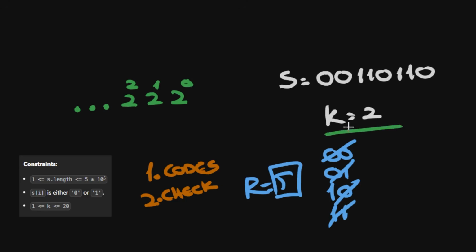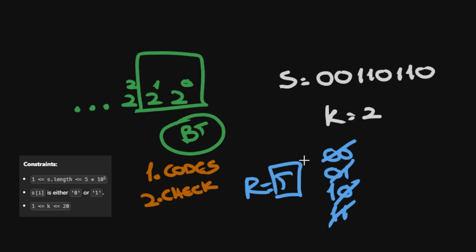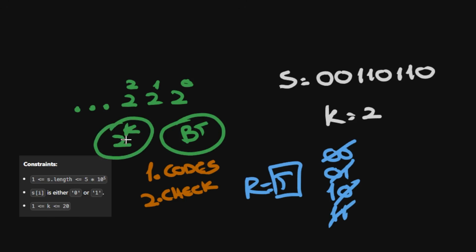So how many codes of length 2 do we have? Well, we can take 00, 01, 10, and 11. Okay, these four codes. Maybe you are thinking about using backtracking. With this technique, you can use an array of length k, in this case 2, and get every possible code. The thing is that backtracking requires 2 to the power of k, and here k can be up to 20, so this is right on the edge. This will fail for some test cases. So we need to think about something else.